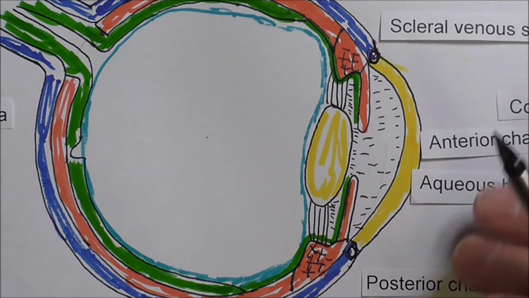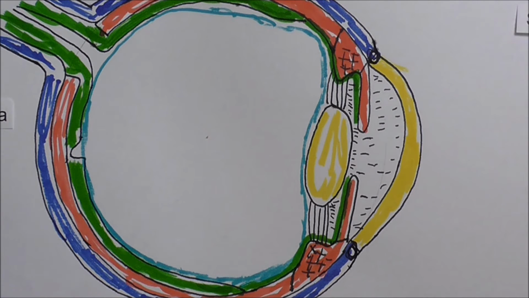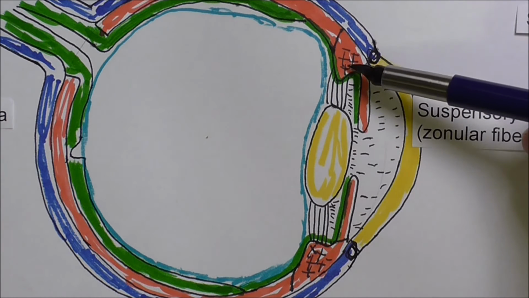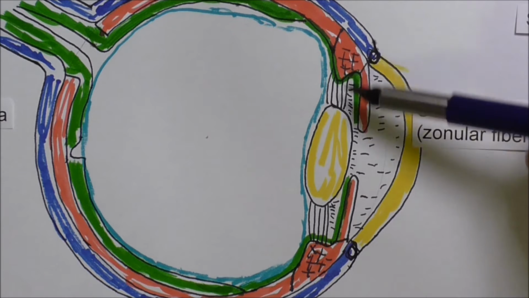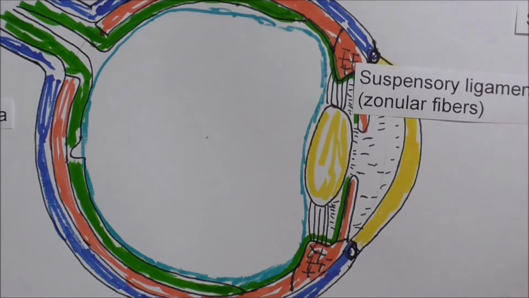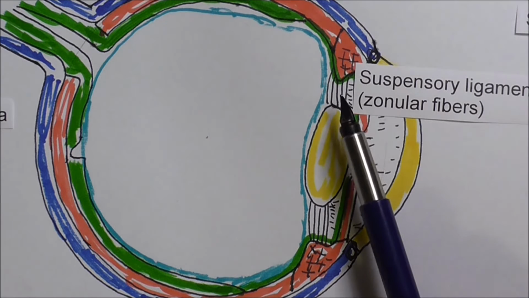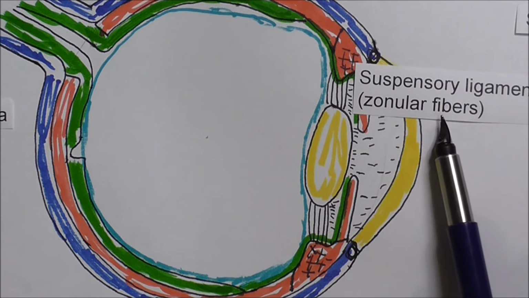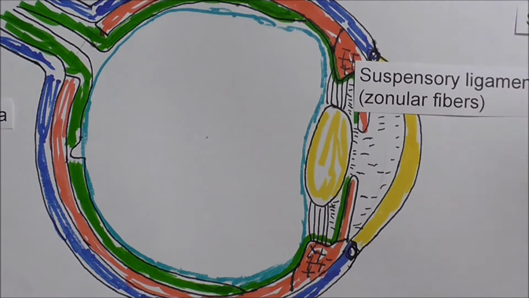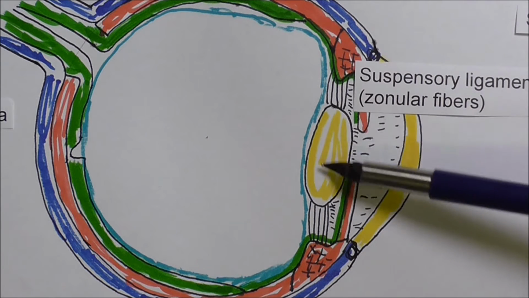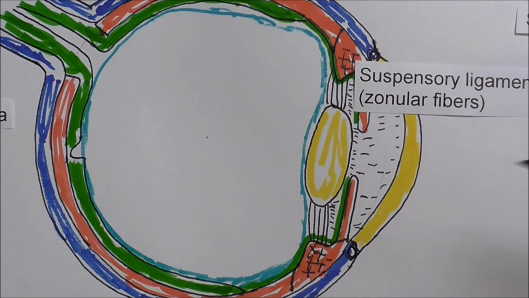Now, these ligaments supporting the lens from between the ciliary body with the ciliary muscles and the lens, these are called the suspensory ligaments. So again, to be precise, these are the suspensory ligaments here, and they're made up of what's called the zonular fibres. So they are the suspensory ligaments because they are suspending the lens. Suspensory ligaments, zonular fibres.